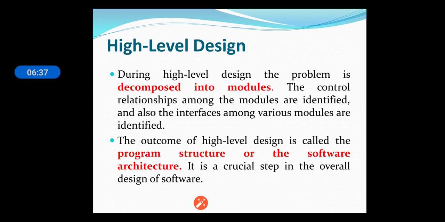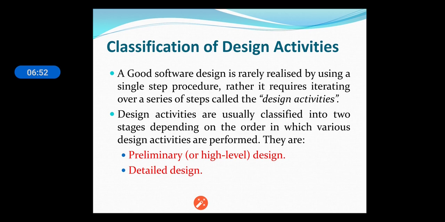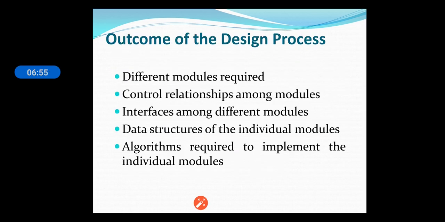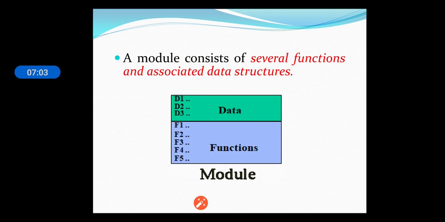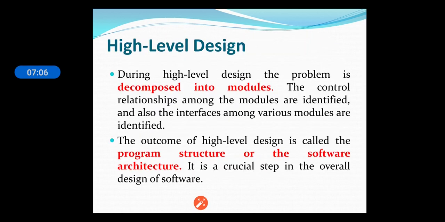Okay, so during high level design, the problem is decomposed into modules. The control relationship among the modules is identified, and also the interfaces among the various modules are identified. So we had seen the outcomes of the design process, right? Whatever the first three outcomes are, these are the outcomes of the high level design, and the remaining two are related to the outcomes of the detailed design.